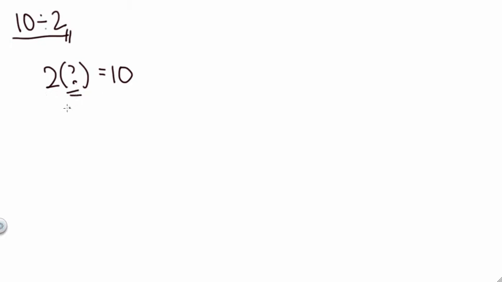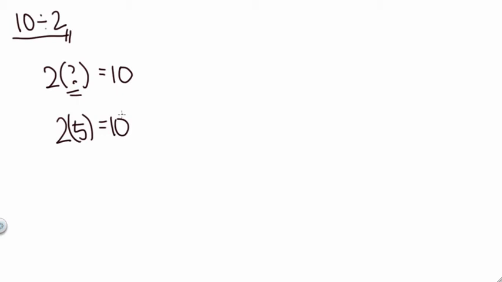So the answer is 5. So depending on which context you gave, then it would be either each person gets 5 each, or you can have 5 people with 2 stickers each, right? So it all depends on how the problem was stated.